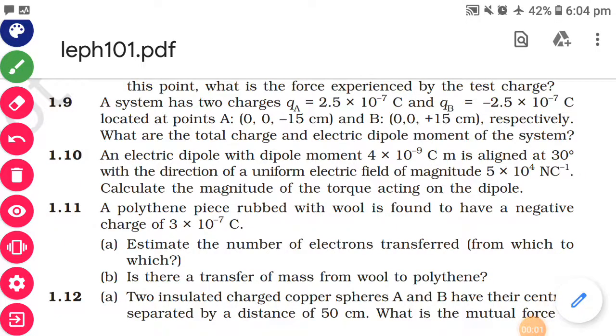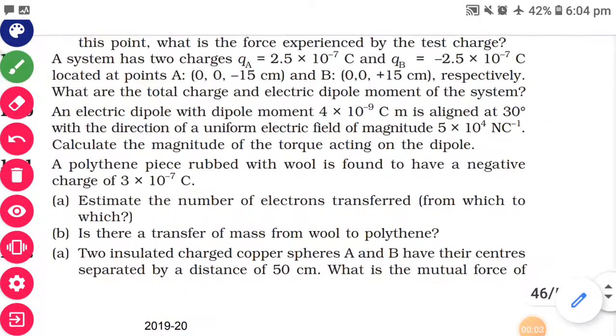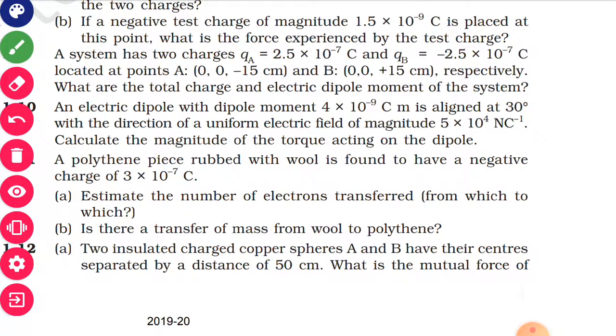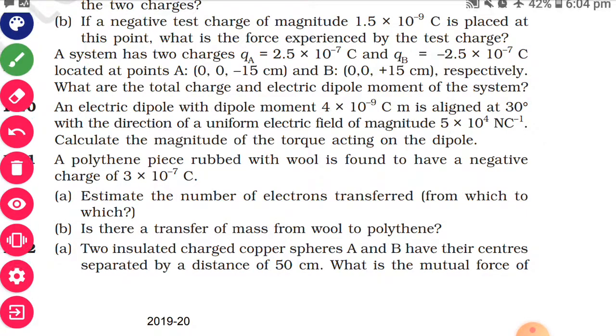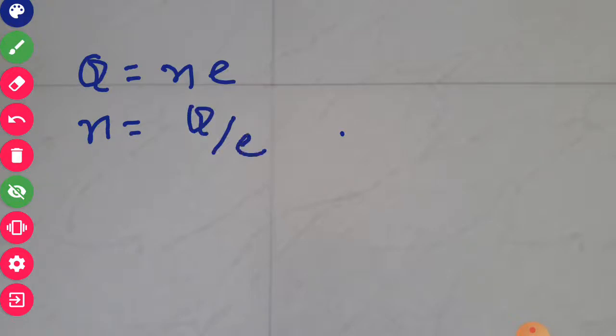Number 11. A polyethylene piece rubbed with wool is found to have a negative charge of 3 into 10 raised to minus 7 coulomb. Estimate the number of electrons transferred. Now we just have to find the number of electrons, so we can take the magnitude of the charge, and as you know Q is equal to Ne. So N can be made the subject of the formula, it becomes Q upon e.